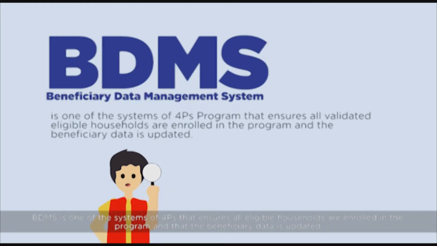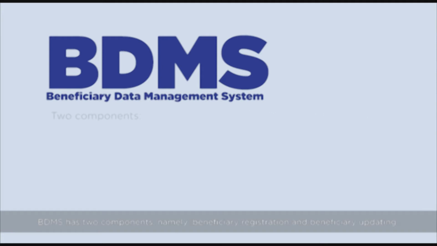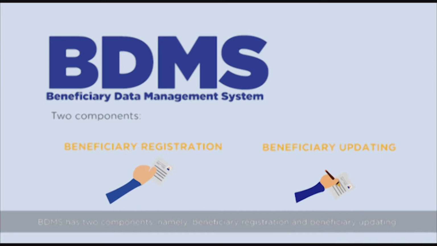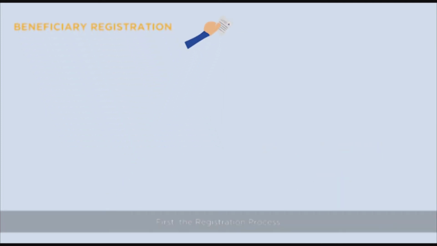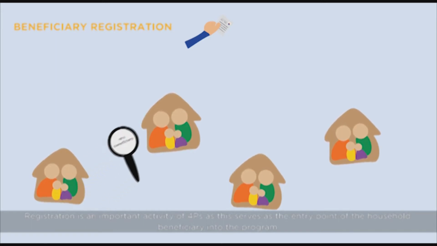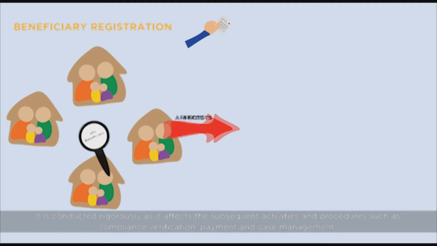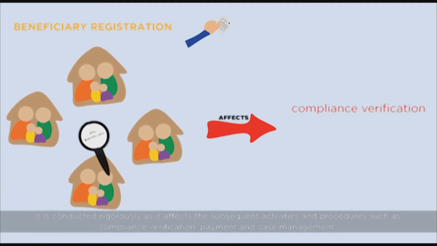BDMS is one of the systems of 4Ps that ensures that all eligible households are enrolled in the program and that the beneficiary data is updated. BDMS has two components, namely beneficiary registration and beneficiary updating. First, the registration process. Registration is an important activity of 4Ps as this serves as the entry point of the household beneficiary into the program. It is conducted rigorously as it affects the subsequent activities and procedures such as compliance verification, payment, and case management.